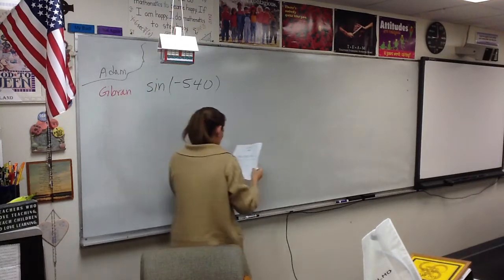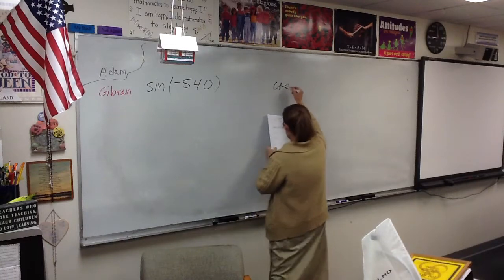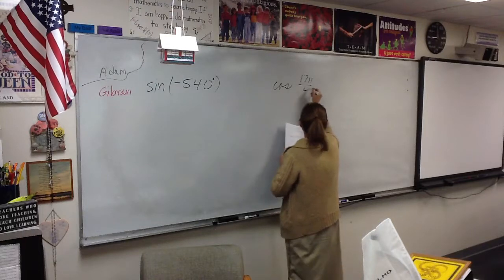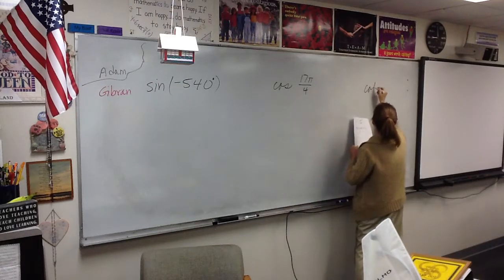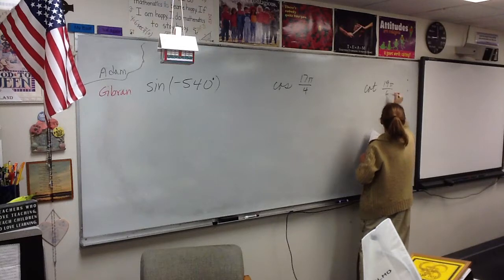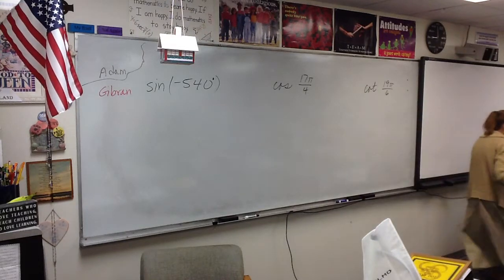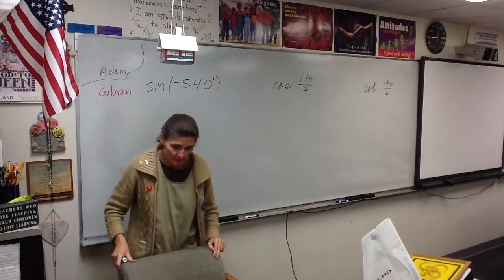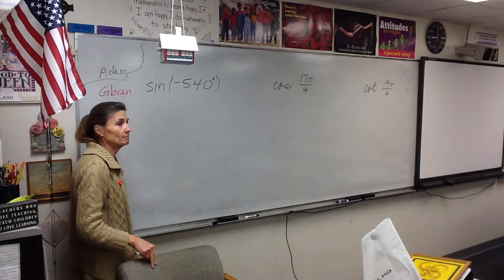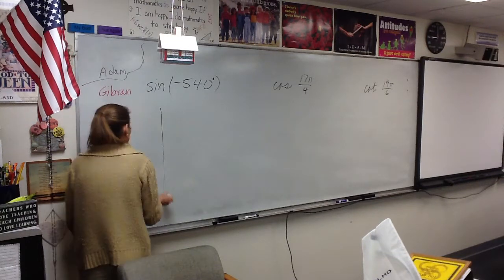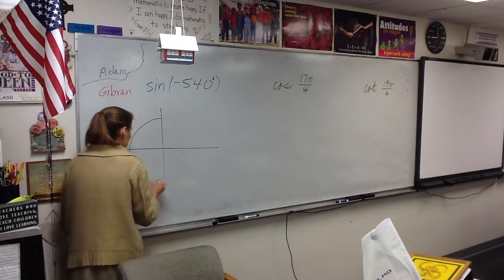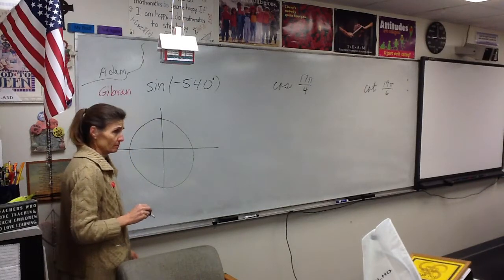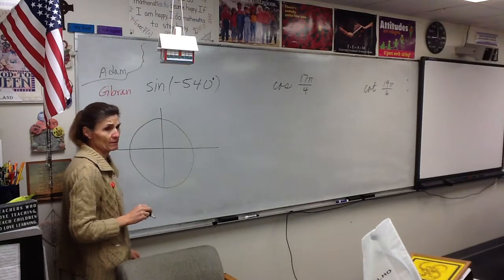Let's suppose we want to find the sine, I'm just going to put several of them up here, of negative 540 degrees. Let's start with these. Okay, so what do you want to do with negative 540 degrees? Well, we need to figure out what it looks like first of all. That's more than once around, isn't it?